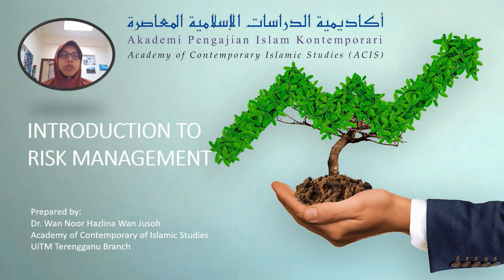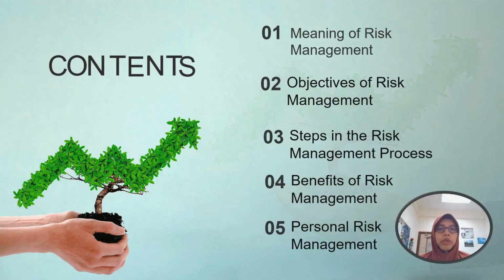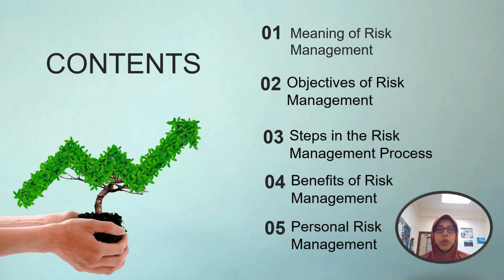Today I'm going to continue explanation on chapter 2, Introduction to Risk Management. Okay, these are the contents for chapter 2. First, I'm going to explain the meaning of risk management. Second, objectives of risk management. Third, steps in the risk management process. Fourth, benefits of risk management. And lastly, personal risk management.